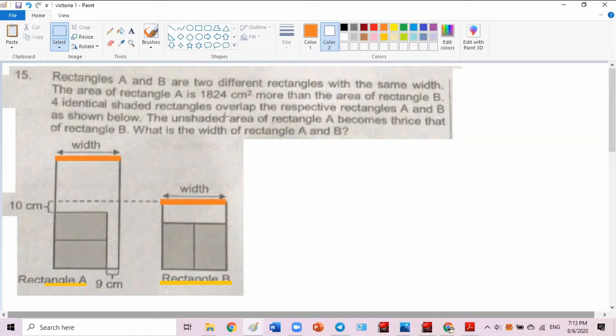Four identical shaded triangles overlap the respective rectangle A and B as shown below. Okay, I can see from the picture actually. Oh, in that case, what is this difference? Anybody can tell me? The area of rectangle A is more than the rectangle B. What clue can I get from here? Anyone? Then this one got two rectangles, here got two rectangles. So we are only actually comparing what? Comparing the white color part, right? The unshaded part, right? The part that is not occupied by the rectangle, right? Because you got two rectangles, I got two rectangles. How can you be more than me? You can be more than me when we're talking about the area that is not occupied by the rectangle. Everybody agree?